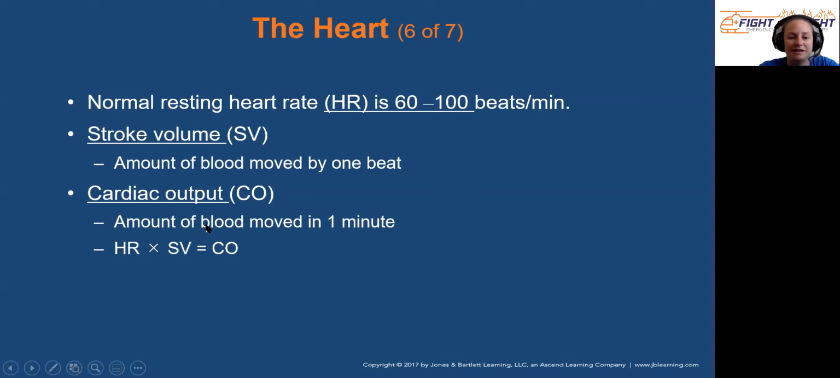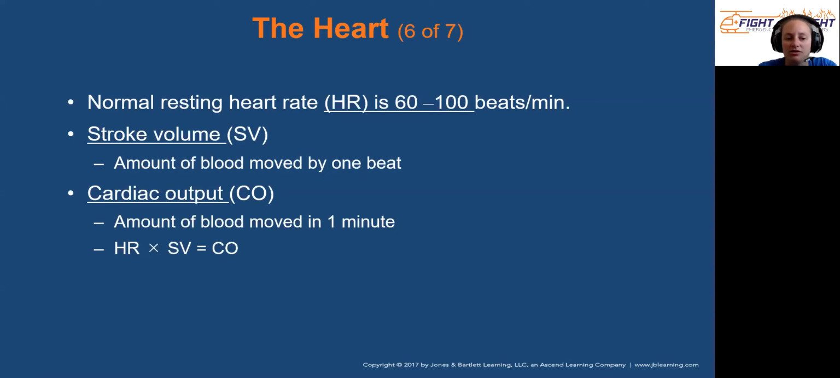Cardiac output is the amount of blood moved in 1 minute. So remember, going back to the respiratory system, minute volume is the amount of air moved in 1 minute. Tidal volume is the amount of air moved in one breath. So this is kind of similar. Stroke volume, the amount of blood moved by one beat. Cardiac output, the amount of blood moved in one whole minute.